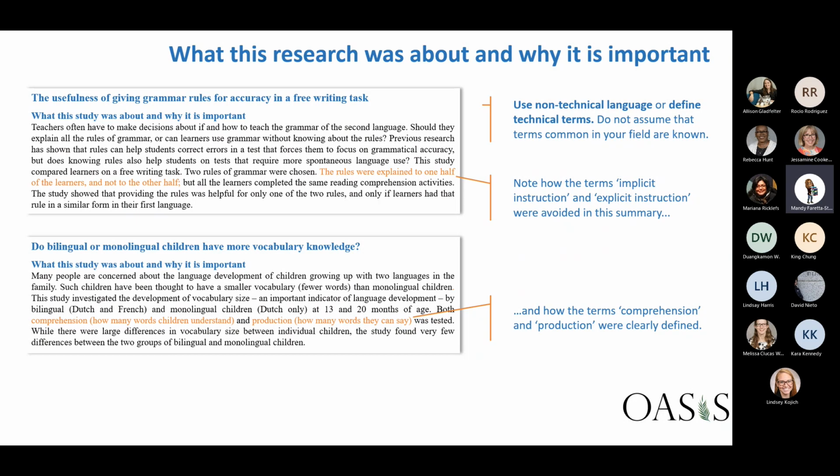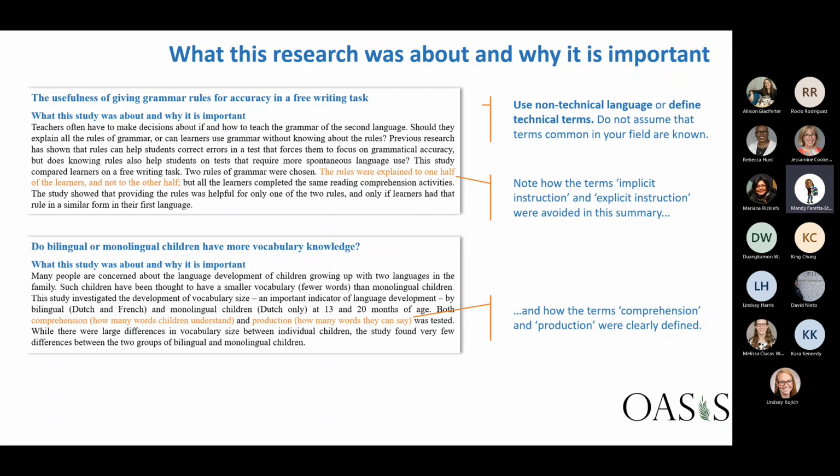Down below, there's an example of the terms comprehension and production. Really hard to state that completely differently. You're going to want to be able to use those terms. So they just added that parenthetical. Comprehension, how many words children understand. Production, how many words they can say. So you see those kind of clear definitions there.